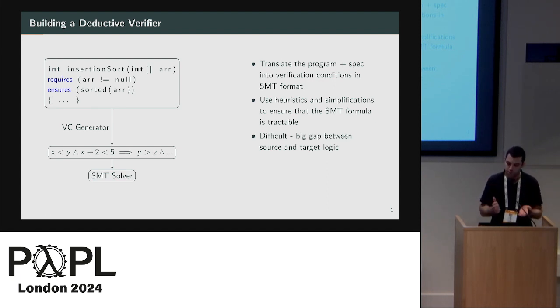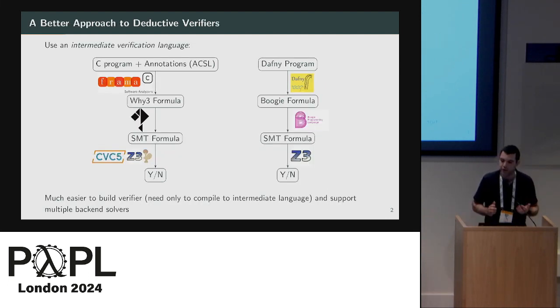And there's the bigger problem, which is the gap between the source logic and the target logic, where you want to write a specification for your program in a nice, expressive source program logic, but SMT solvers support much simpler logics. So a better approach is to use an intermediate verification language, the two most well-known of which are Why3 and Boogie. And the idea here is that you have an intermediate tool which is providing a higher level interface to these solvers, and it is handling all of the translation to these lower level formats like SMT. And it's doing various optimizations and so on.